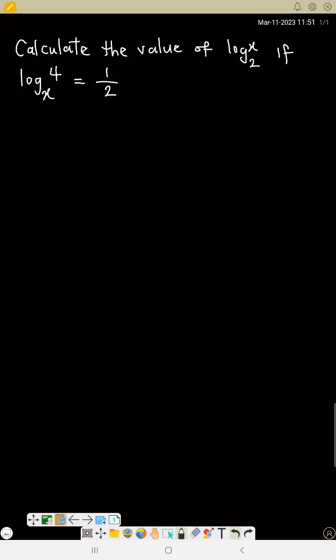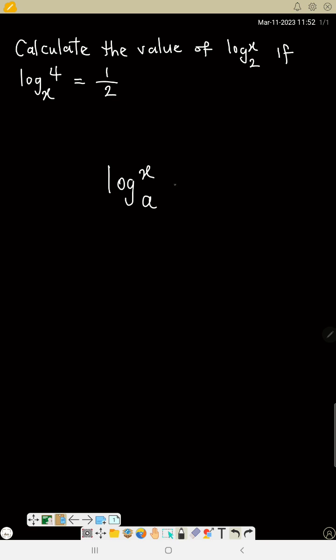So let's solve this question. Calculate the value of log s base 2 if log 4 base x is equal to 1 over 2. Now, to solve this, remember this law is important.